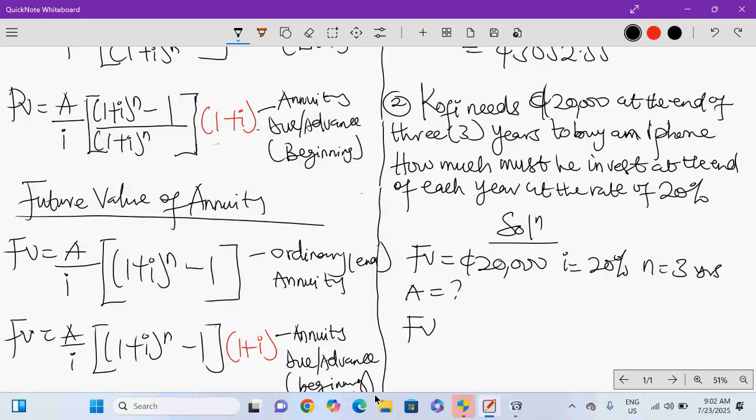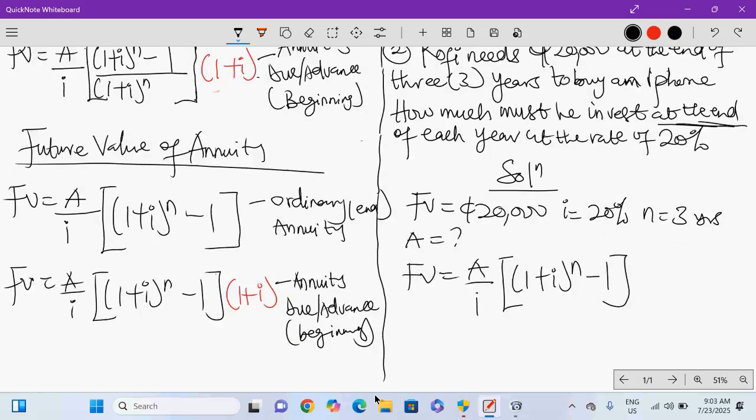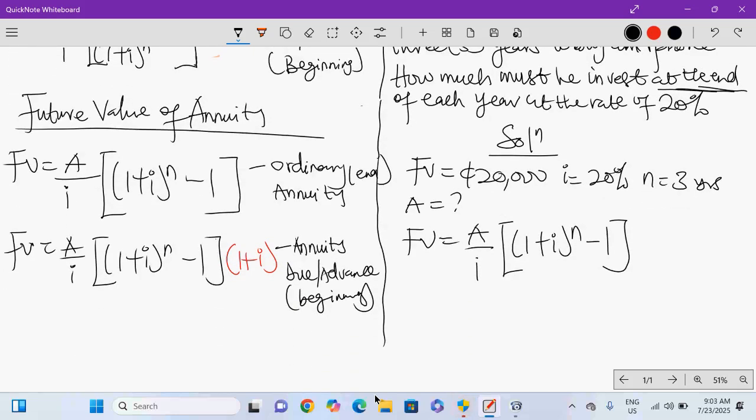So using the future value, and the question says at the end of each year, what comes to mind? Future value ordinary annuity, because it said at the end of the period. It didn't say at the beginning. We would have used the annuity due if it said that. So we take note of the keywords in the question. So here the future value is A over I, bracket 1 plus I, n minus 1, right? There is no 1 plus I because it is at the end of the period.